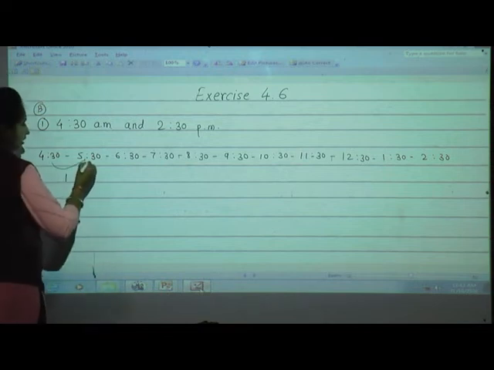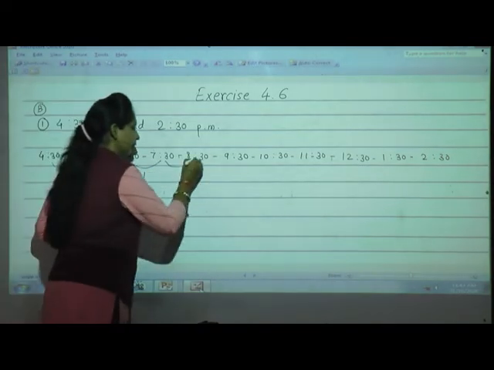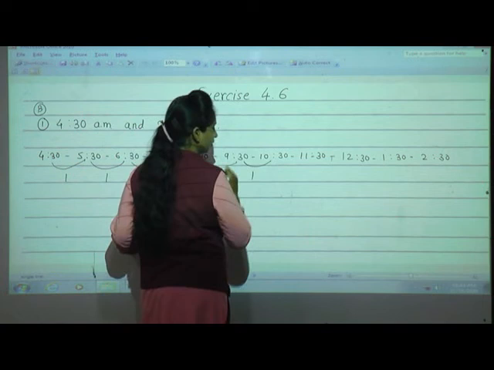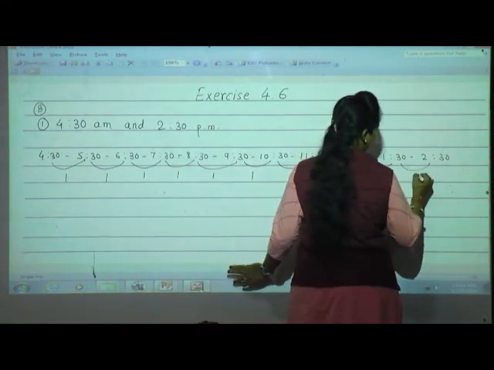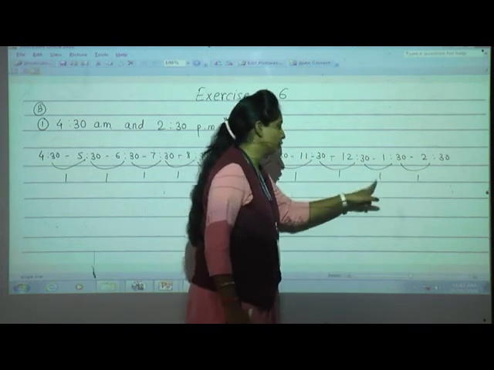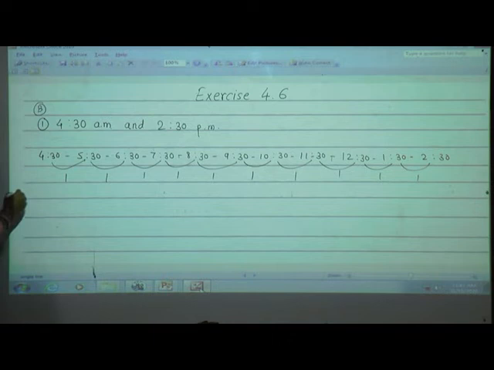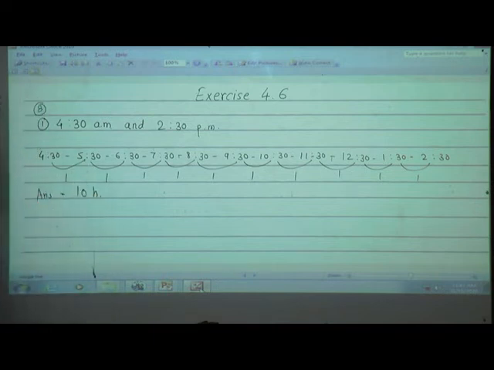4:30 to 5:30, 1, 6:30 to 7:30, 1 hour, 7:30 to 8:30, 1 hour, 8:30 to 9:30, 1 hour, 9:30 to 10:30, 1 hour, 1 hour, 1 hour, 1 and 1. Let's count: 1, 2, 3, 4, 5, 6, 7, 8, 9, 10. So what is the answer here? 10 hours. Yes? Understood? 10 hours. Clear? Yes.